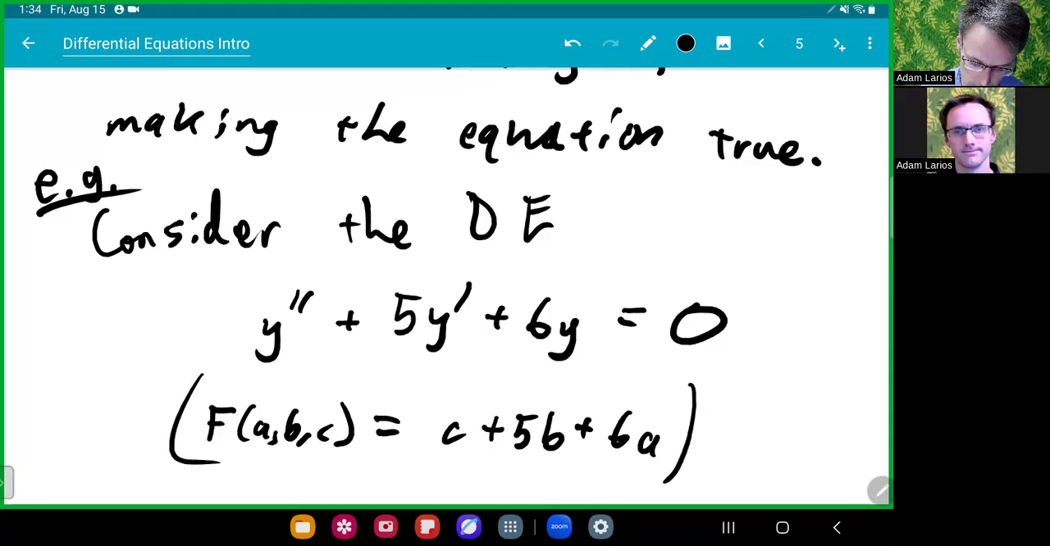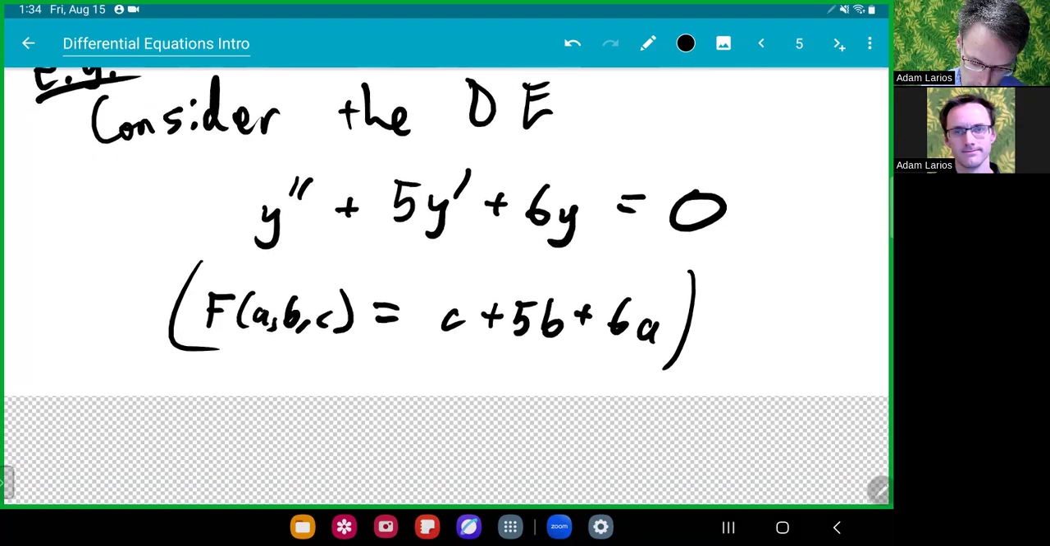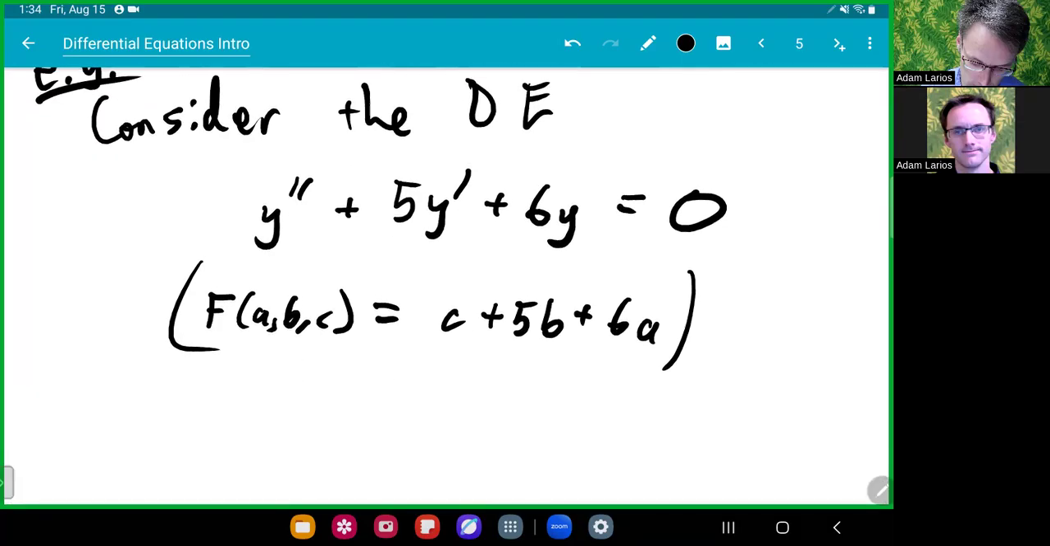And I'll stop writing this f pretty much now. We don't really use this very much in practice, but just to verify that indeed this is a differential equation, we have something like this. Okay, so let's see what it would mean to be a solution.